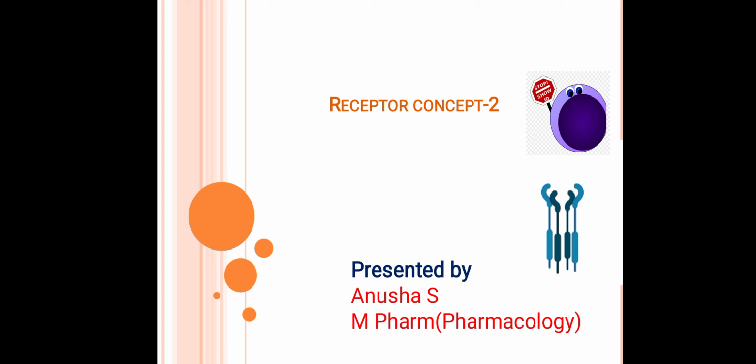So let us begin our today's video by having a brief recap of our previous video where we discussed the definition of receptor, functions of receptor, criteria for classification of receptor, and two important categories of receptors, ion channels and G-protein coupled receptors.